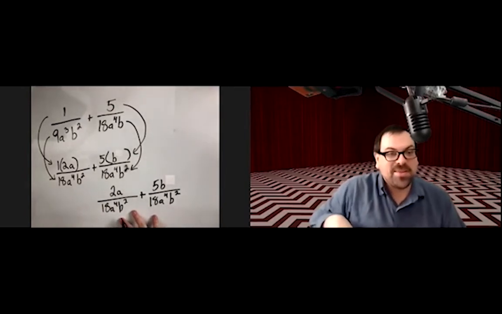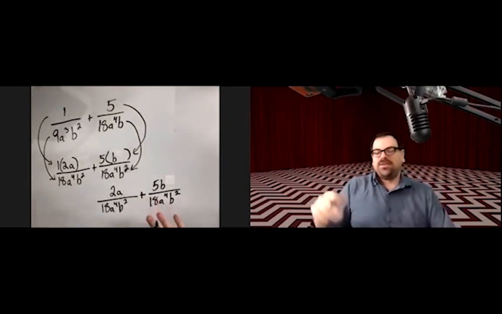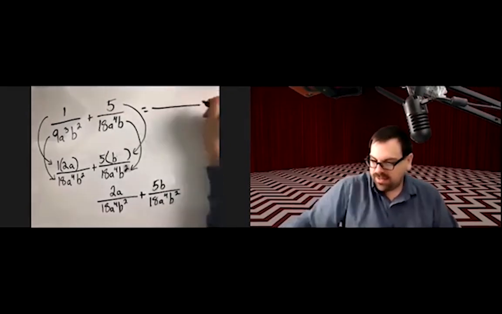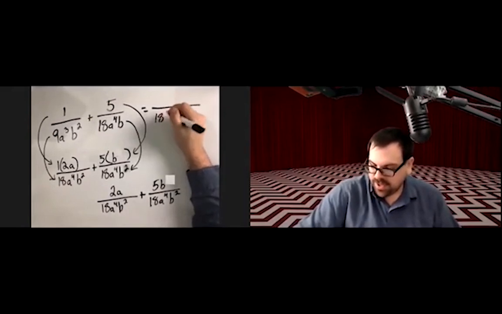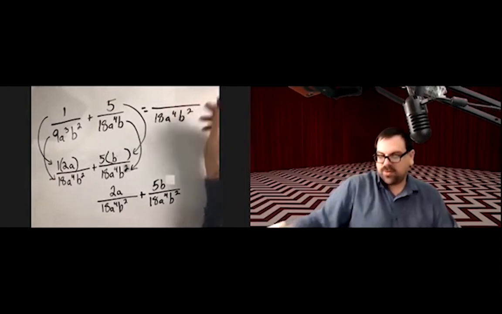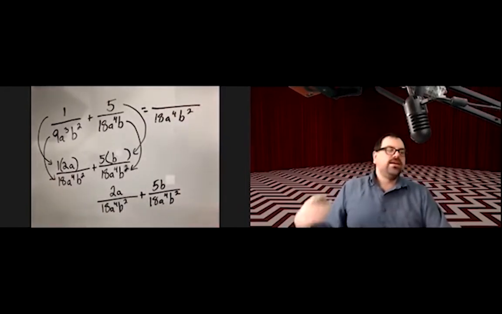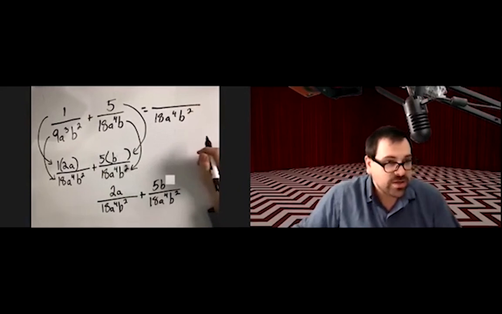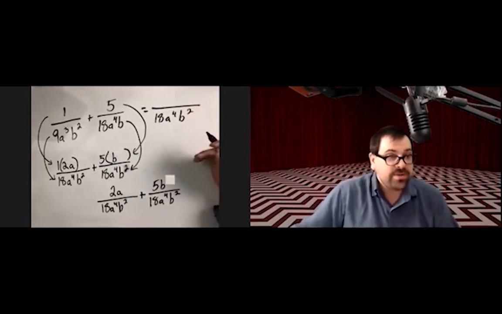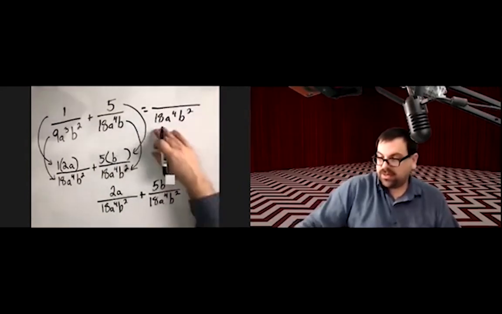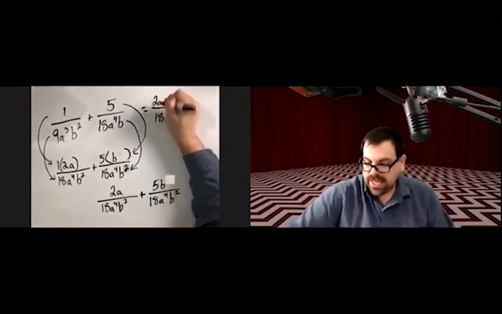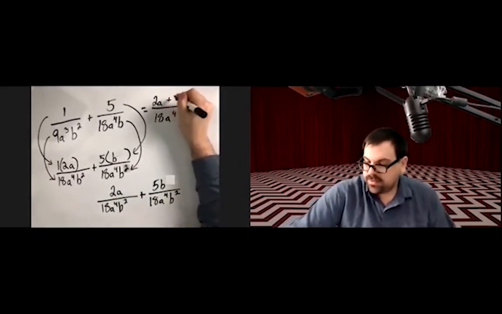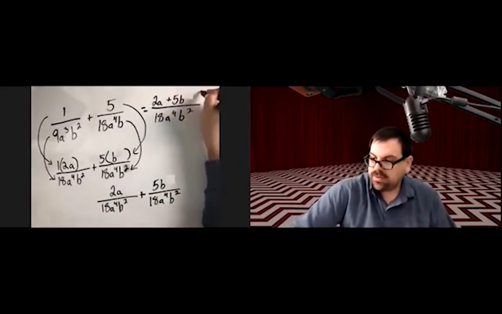We have the same thing on the bottom now. Now we can just go ahead and keep that same thing on the bottom, 18a to the fourth b squared. This would be the next line underneath. I ran out of room, so I'm just writing the answer up here because we are at the answer step. Same denominator, keep the denominator, add across the top, 2a plus 5b.